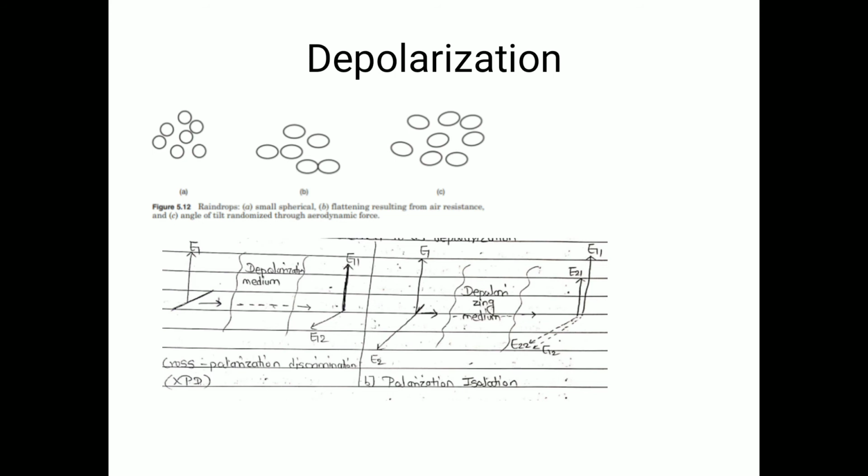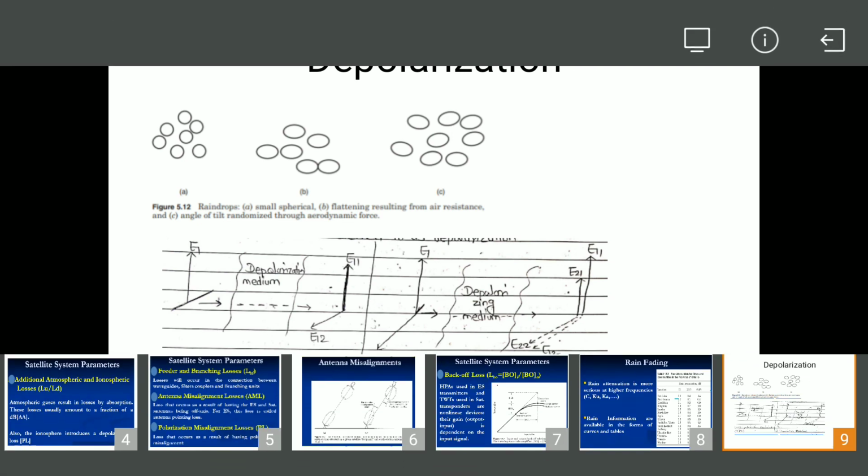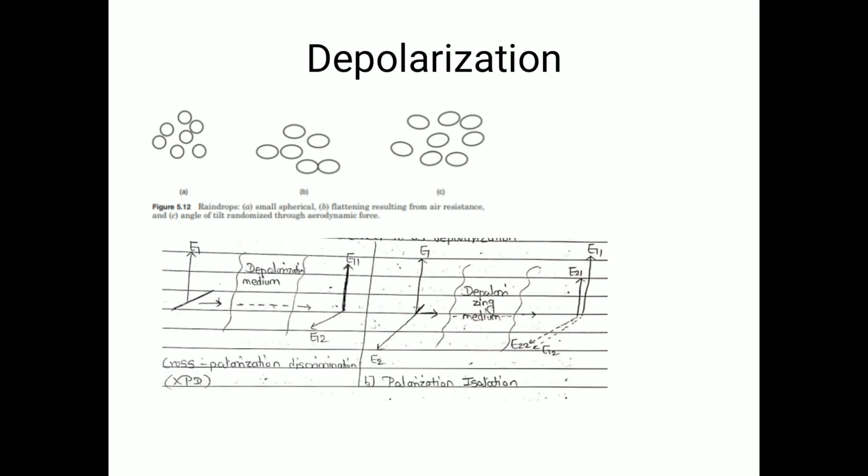So suppose we are sending a signal through a depolarizing medium, there will be a change in its orientation, because of which, while initially it had only a vertical component, in the first case, as you can see, because of depolarization it will have a vertical as well as a horizontal component coming into existence because of the change in its orientation.